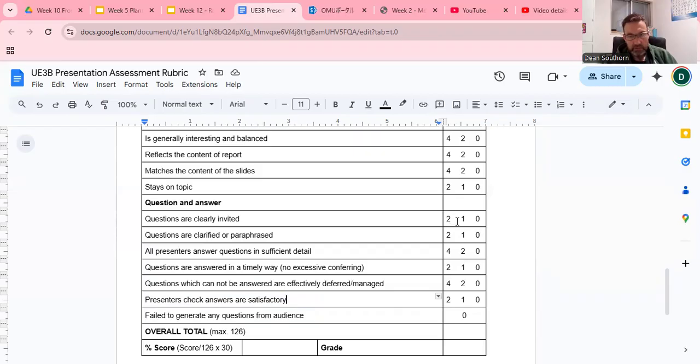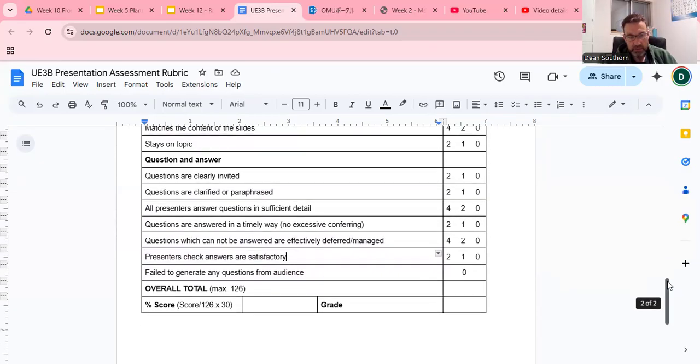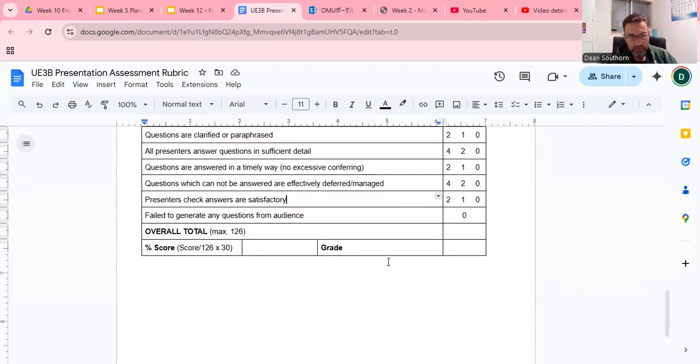Okay, a lot of points there in the question and answer part. The maximum there is 126. Nobody has ever scored a 126, so good luck. The score will be generated by this simple formula: your score divided by 126 times 30 gives me the score out of 30. That will be added to your report score, your slide score, and later your test score and your participation score, which will all add up to your final grade.